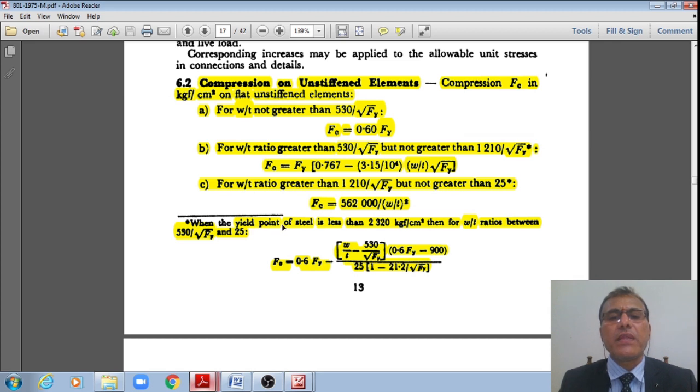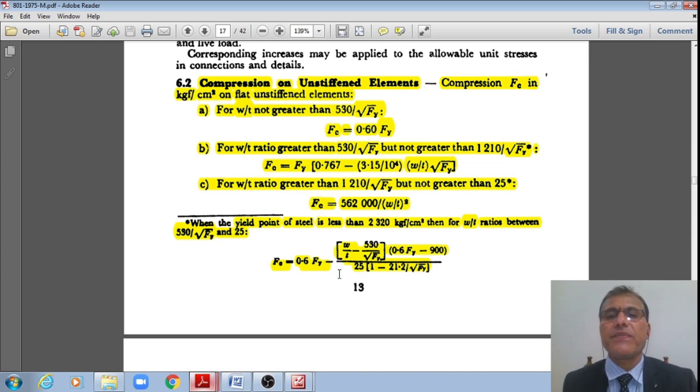However, when the yield point of the steel is less than 2320 kg force per centimeter square, then for W by T ratio between 530 divided by square root of Fy and 25, Fc was previously given by 0.6 Fy, but now it is given by Fc is equal to 0.6 Fy minus (W by T minus 530 divided by square root of Fy) multiplied by (0.6 Fy minus 900 divided by 25) multiplied by (1 minus 21.2 divided by Fy).